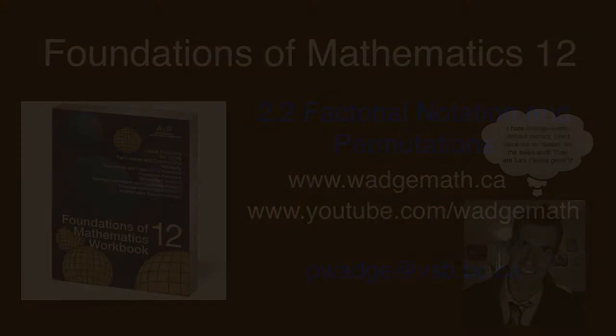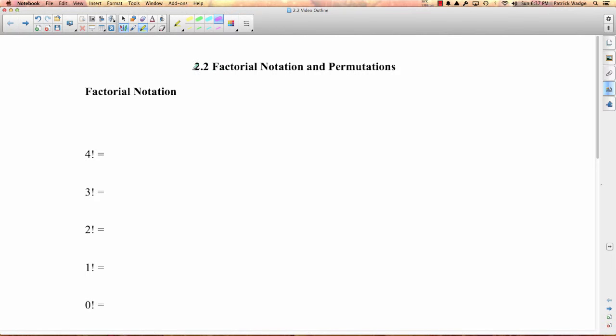from breaking my heart. 2.2 is on factorial notation and permutations, and we're going to do this over 2 days. And the first day, today, we're going to do factorial notation, and the second day we'll do permutations. Okay, so let me remind you of something we did last day.